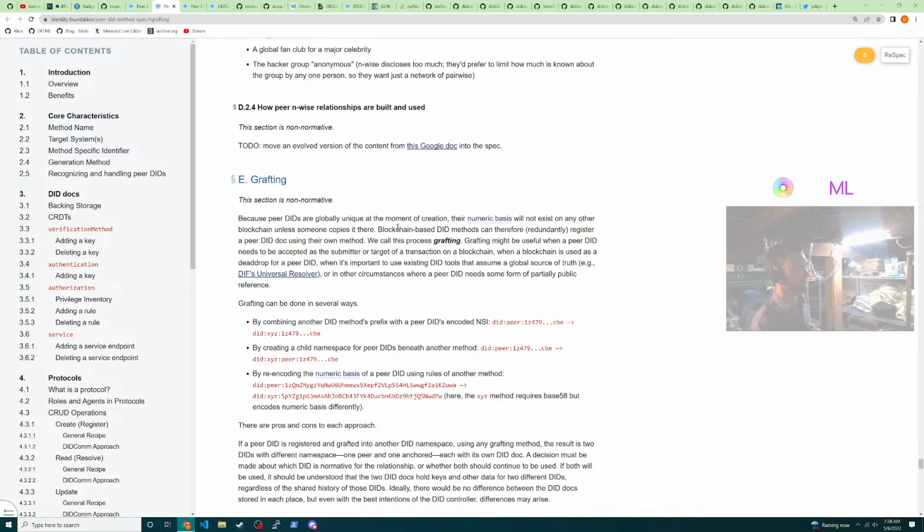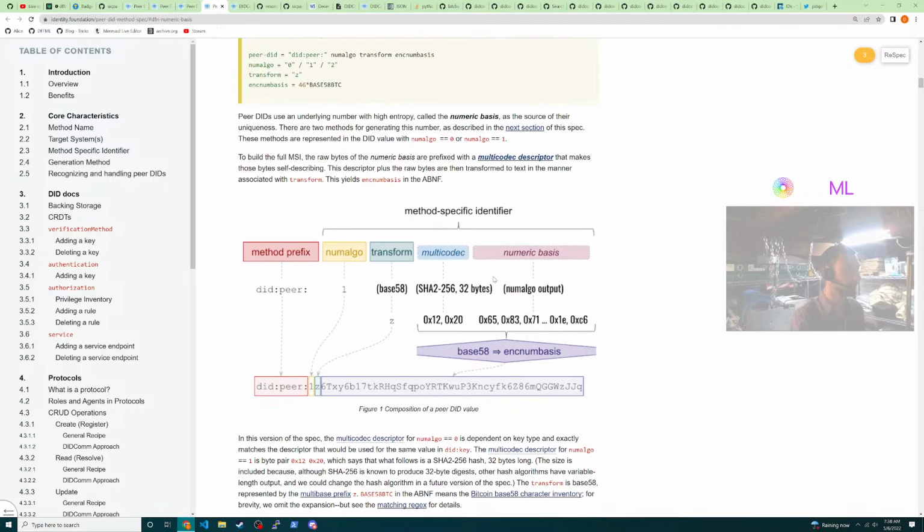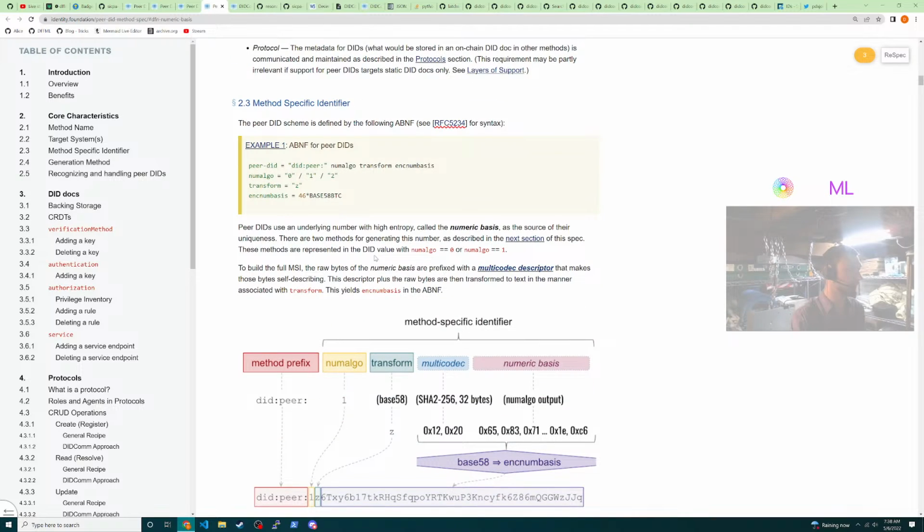So basically, all grafting is, hey, we're going to take the same data and put it on a different chain somehow, right? And when we do that, we're not going to change this value, which is some unique value, I think. So numeric basis, what is this? Method prefix. Method specific identifier. The peer DID scheme is defined with the following RFC.